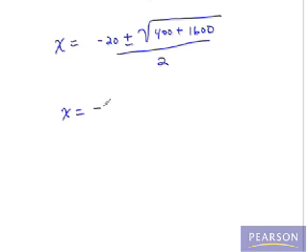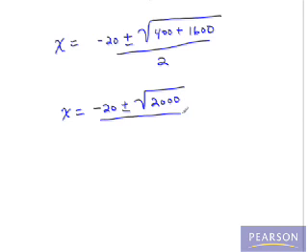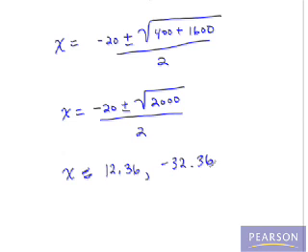We get x is equal to negative 20 plus or minus the square root of 2000, all over 2. And we're going to take these two solutions and approximate them as decimals. So when we take negative 20 plus the square root of 2000 and divide that by 2, we get 12.36. And now the other solution, negative 20 minus the square root of 2000 over 2, gives us negative 32.36.